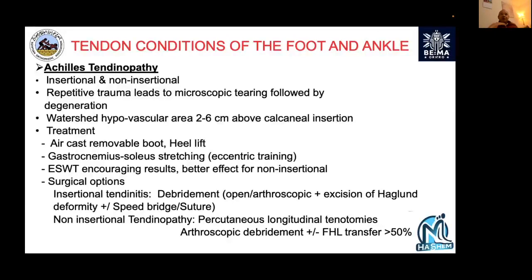Because if you do a proper debridement of the Haglund, a proper debridement of the tendon, you will end up with the tendon completely detached, and you need a strong device to hold it back to the calcaneum. This is the speed bridge.